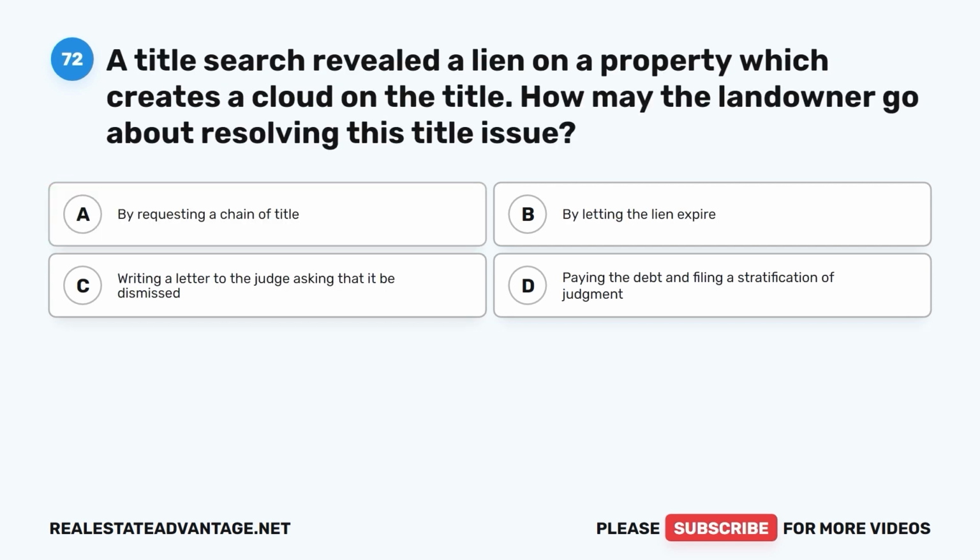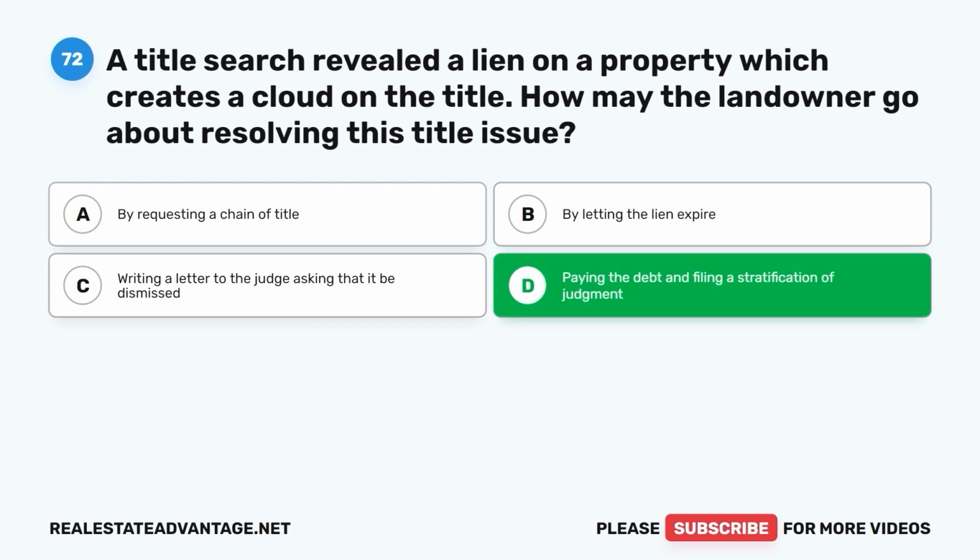Question 72. A title search revealed a lien on a property which creates a cloud on the title. How may the landowner go about resolving this title issue? A. By requesting a chain of title. B. By letting the lien expire. C. Writing a letter to the judge asking that it be dismissed. D. Paying the debt and filing a satisfaction of judgment. The correct answer is D.